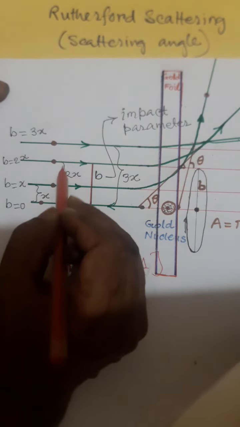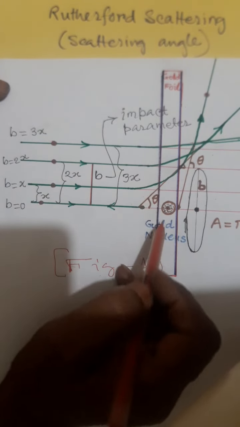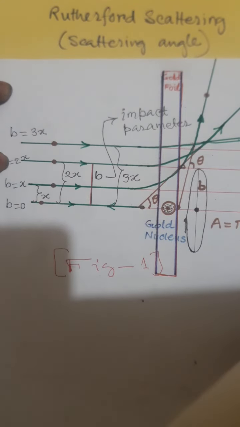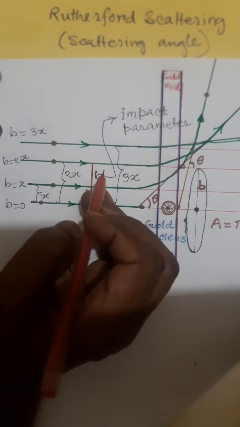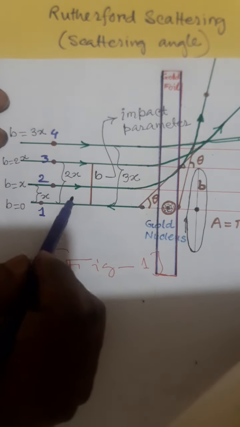Here you see 4 alpha particles are falling on a gold foil kept perpendicularly with the incident direction. They are scattered in different directions. The distance of the nucleus from the line of incidence is called the impact parameter. It is denoted by b.